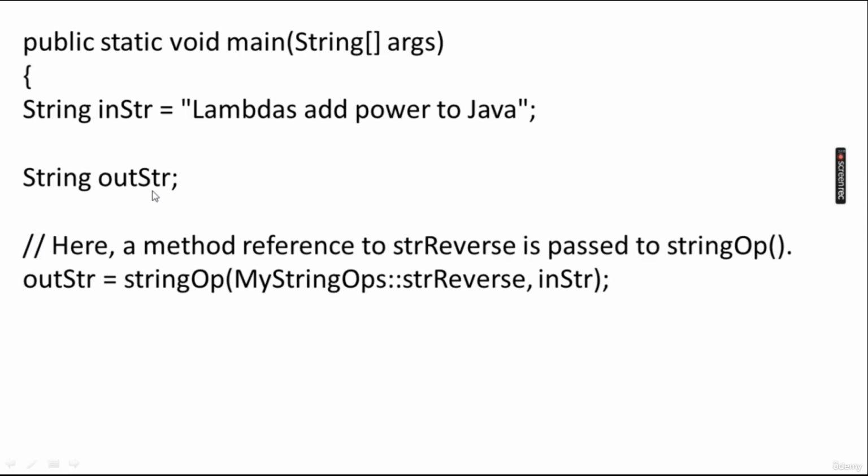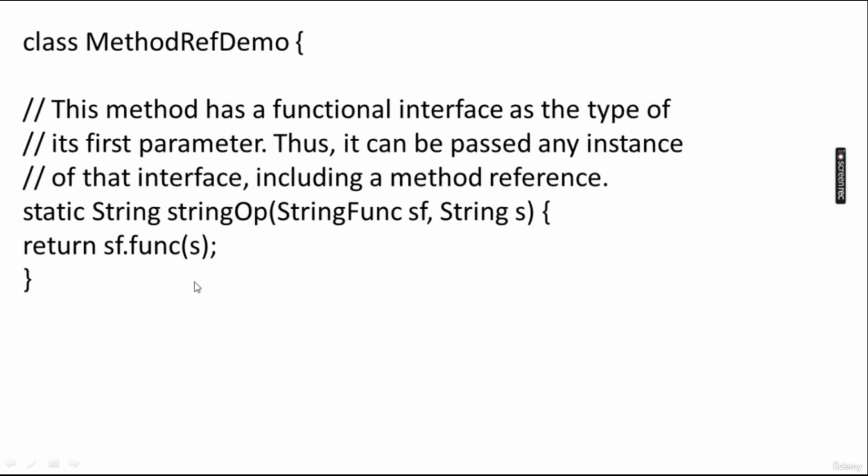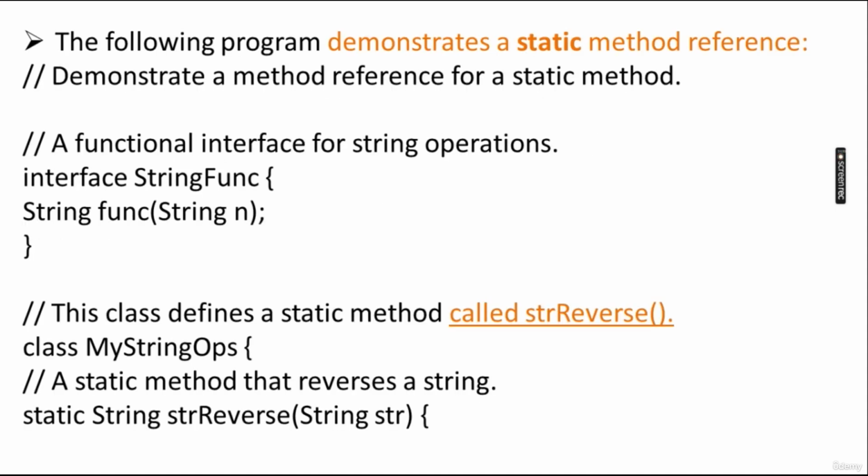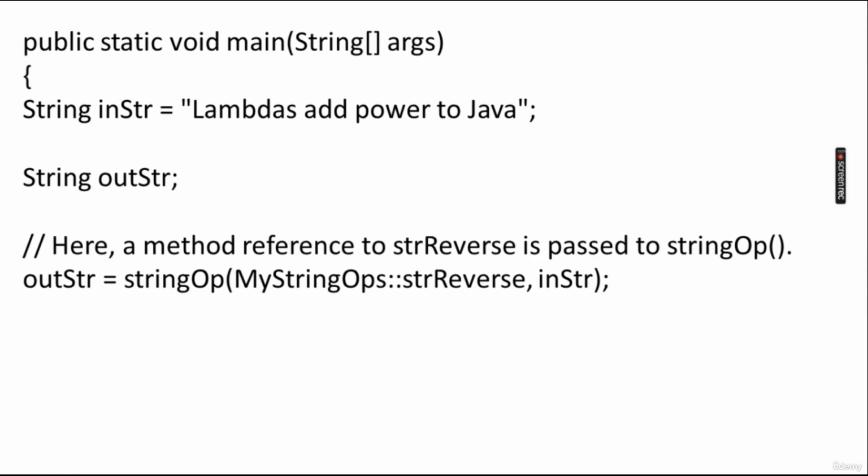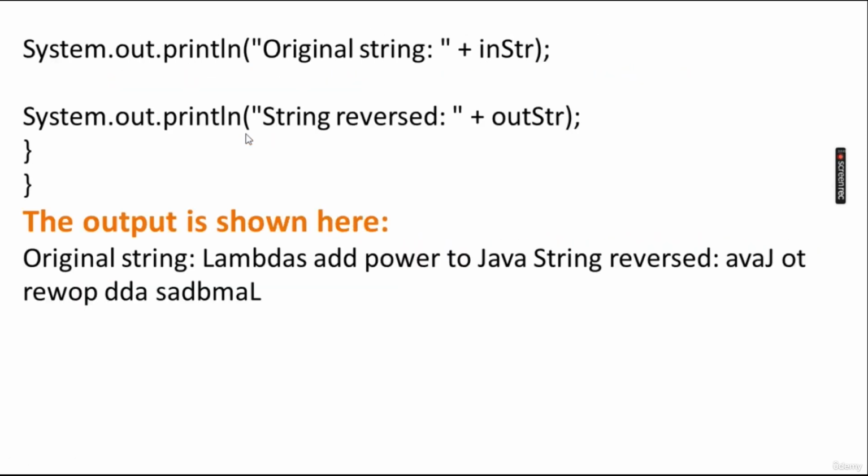Here also, outStr is equal to stringOp, static string stringOp. In this we are passing my class name, scope resolution, function name: MyStringOps::stringReverse, and this is the input string. What is the input string? Lambdas add power to Java, and our output string will be the reversed characters of that. Next, the original string and output string are displayed over here. Lambdas add power to Java and the reversed string are displayed.